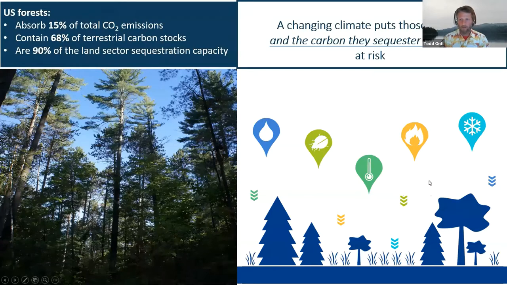So as we all understand, forests are really important for carbon. Here's a couple of quick and interesting stats, I think, on putting some numbers on that importance. U.S. forests absorb about 15% of the CO2 that we release annually from burning of fossil fuels. Forests in the U.S. store almost 70% of our terrestrial carbon stocks, so a huge portion of the carbon on the land base, and are about 90% of the land sector's capacity to sequester carbon. So hugely important.